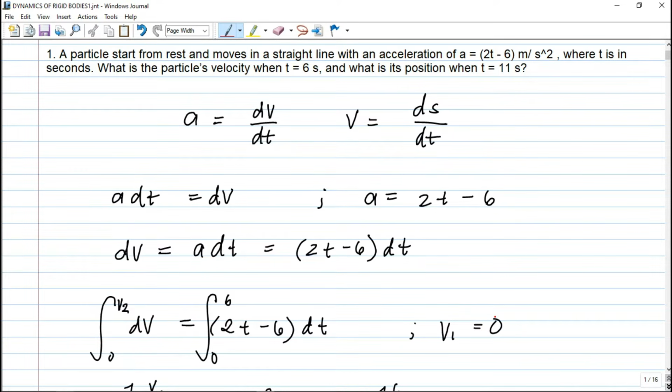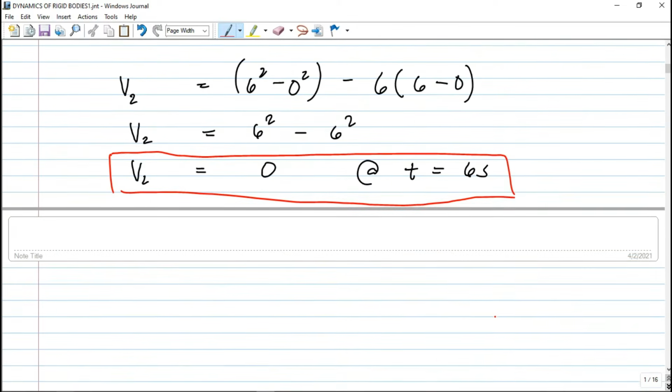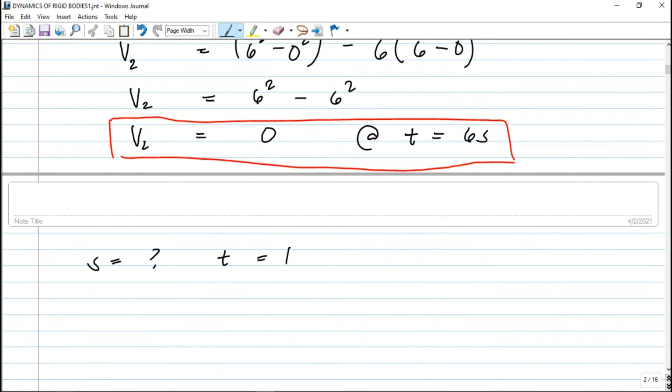The next question is, what is its position? What is the position when t is equal to 11 seconds? So, what is s when time is equal to 11 seconds?